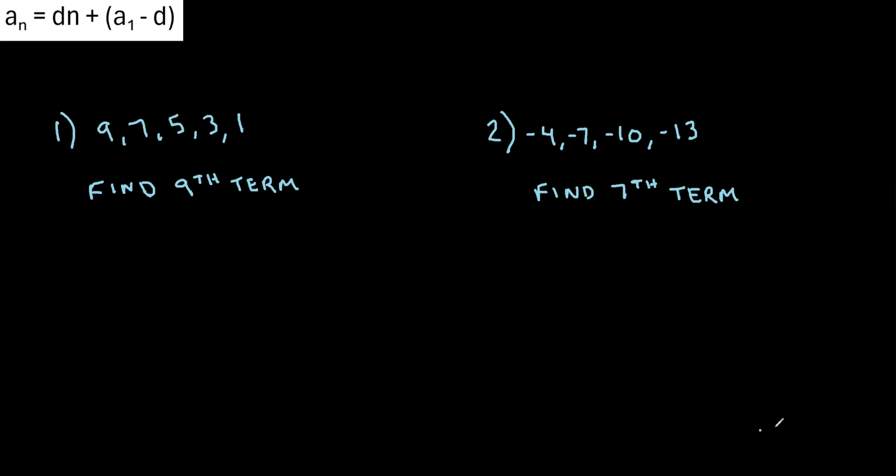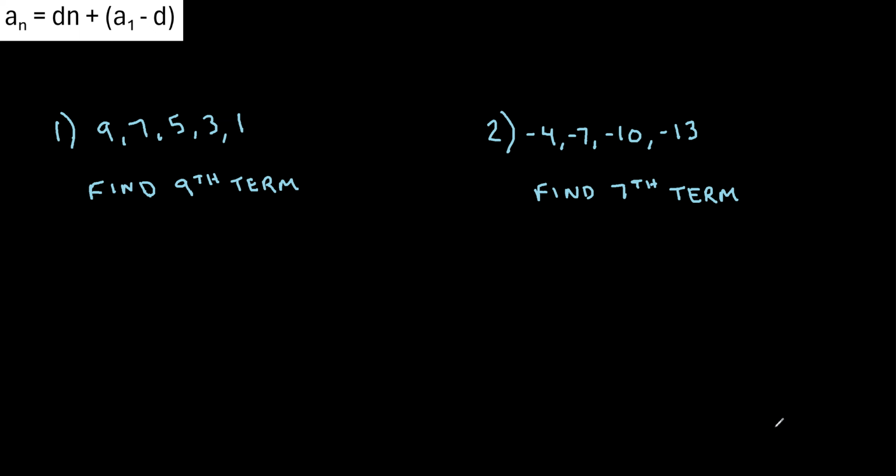In this video, I will explain how to find the nth term of a decreasing sequence. The way that we find the nth term of a decreasing sequence is we use this formula: a sub n is equal to d times n plus a sub 1 minus d. So let's take a look at a couple examples and see how we can apply this formula.